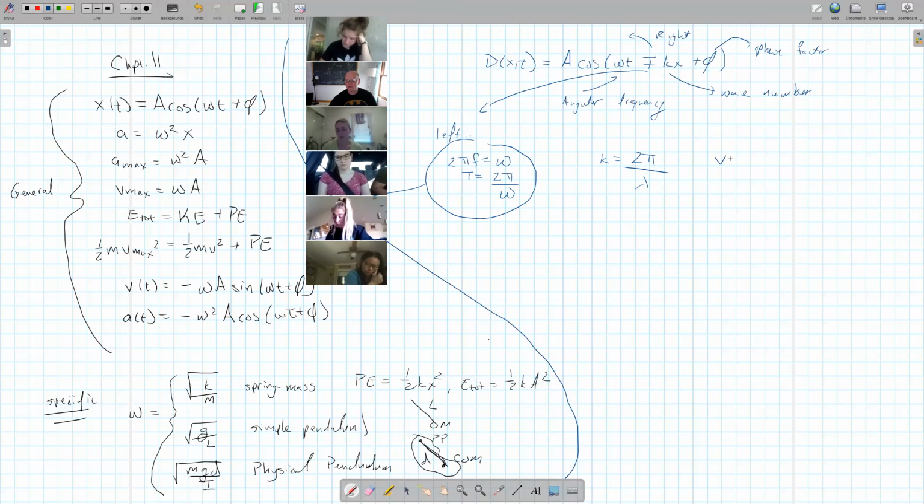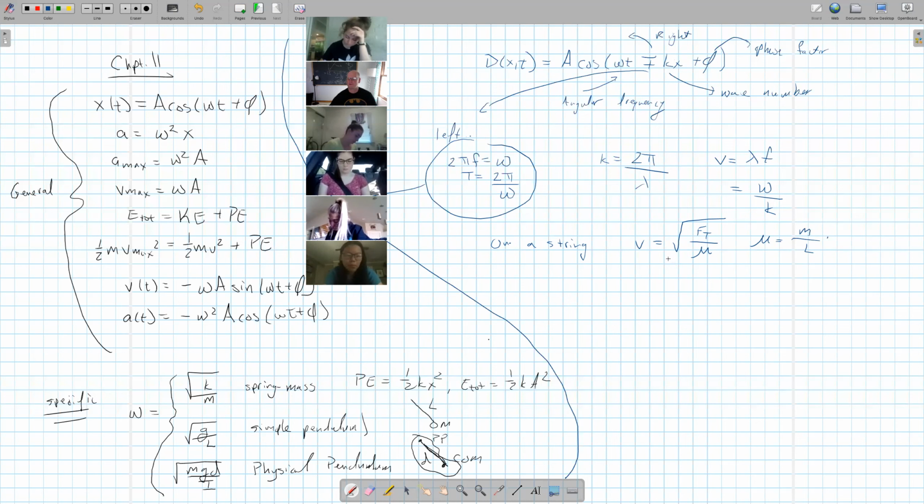And then we have the speed of the wave, which in general is the wavelength times the frequency, which is also equal to the angular frequency divided by the wave number. And then if we have a string, then the speed on a string is equal to the square root of the tension divided by the linear mass density, where linear mass density is the mass per unit length.